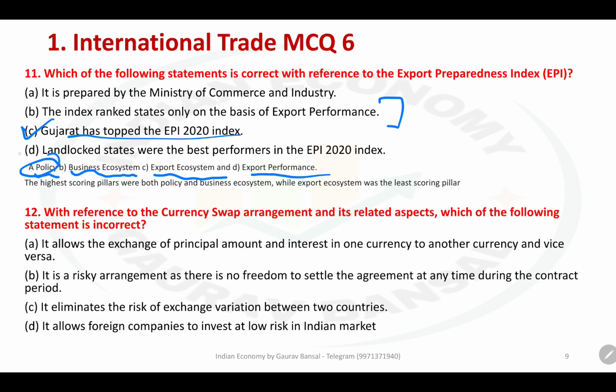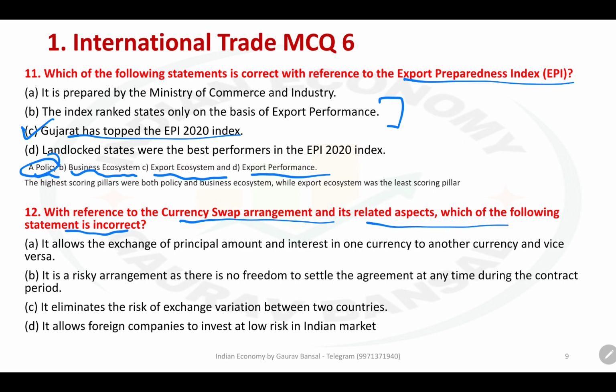D, landlocked states were the best performers in EPI 2020 index. That is actually incorrect because it is a coastal state. Logically also, it is a coastal state which will definitely do better in exports. Gujarat is also a coastal state, with one of the longest coastlines, so obviously it matters. The answer is C.